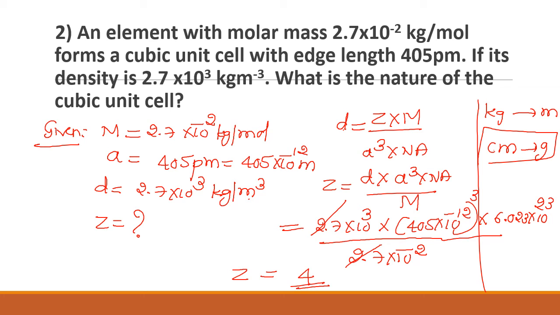What is the question? What is the nature of the cubic unit cell? If Z is equal to 4, therefore you have to write the conclusion. Nature of the unit cell is, if Z is equal to 4, then what is it? It is FCC, face centered cubic unit cell. So nature of the unit cell is FCC. Is it clear? Okay, I'll move on to the next question.